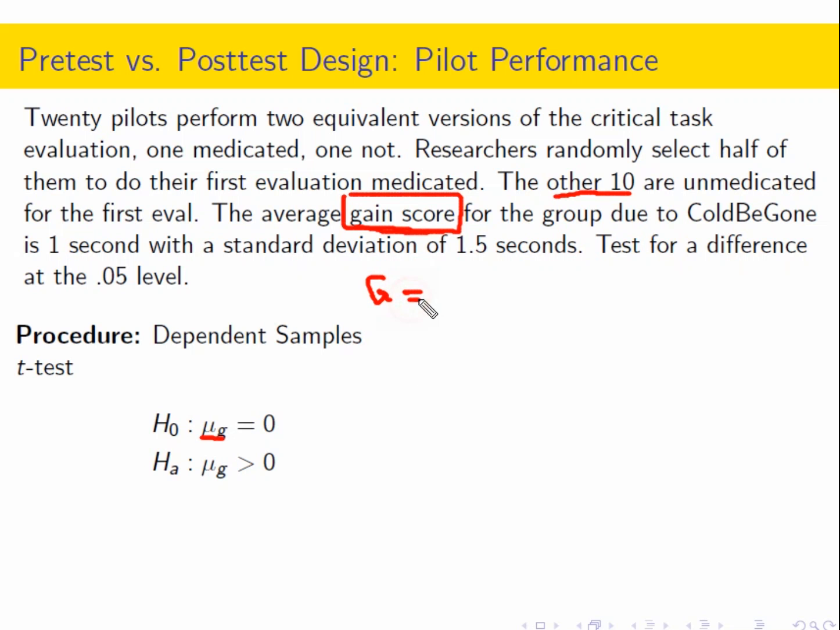So gain is going to be not post minus pre, it's going to be treatment minus control. So I'll just do T minus C. I do not have good control of the mouse in this particular setup, so my handwriting is going to be terrible. So the gain scores are equal to what their scores under the treatment were minus their control group scores, their scores when they did this without medication. So their gain is going to be an increase in the number of seconds it takes them to do these critical tasks when they're taking the medication. So what we're concerned about is whether or not the gain goes up.